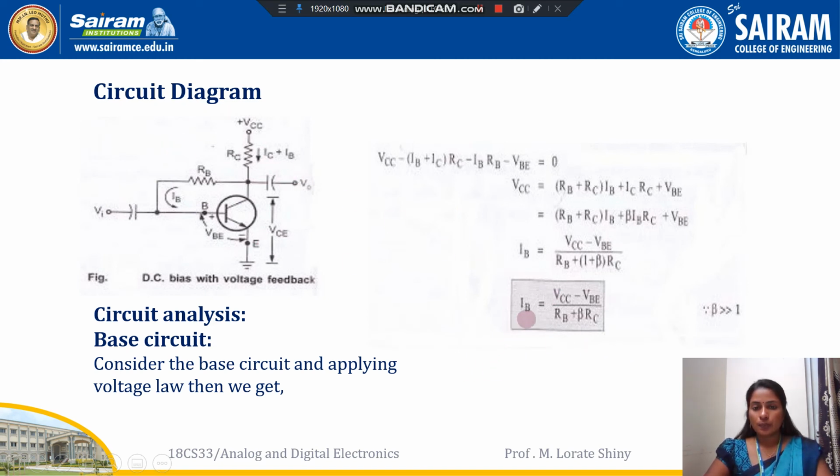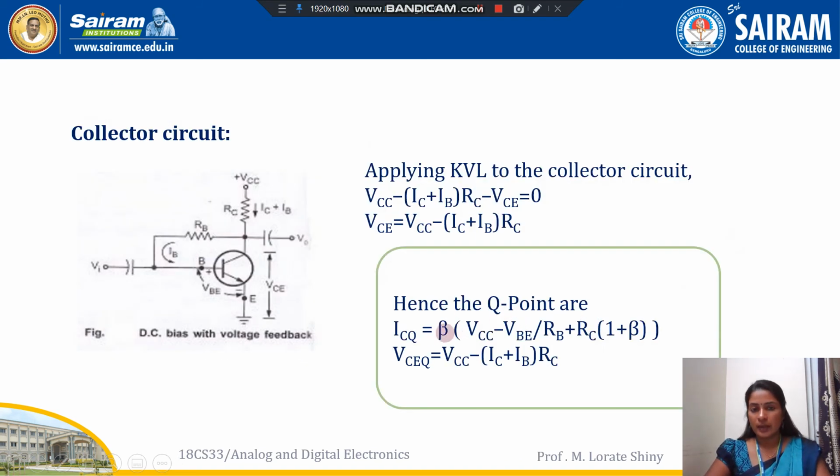So ICQ we got from input circuit. ICQ is equal to beta into IB. So this is IB value. With that beta I have written here, beta into (VCC minus VBE) divided by RB plus RC into (1 plus beta). This is ICQ. VCEQ we have found from collector circuit, that is VCC minus (IC plus IB) into RC.